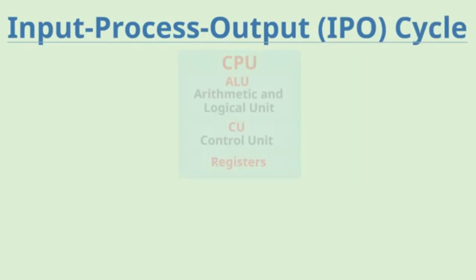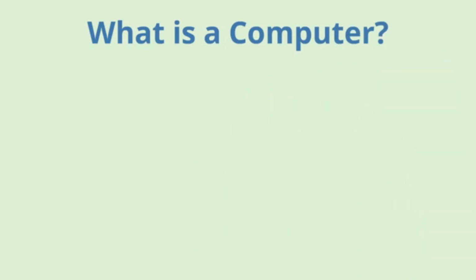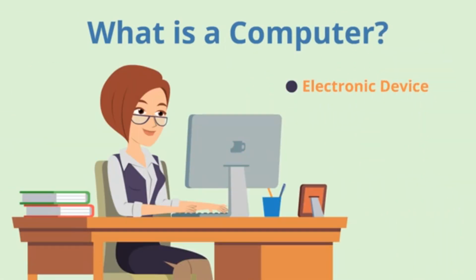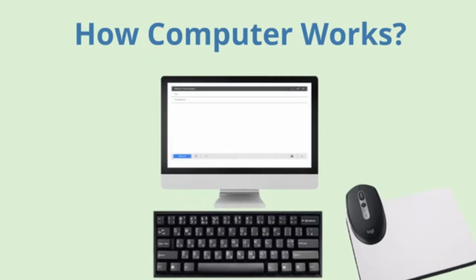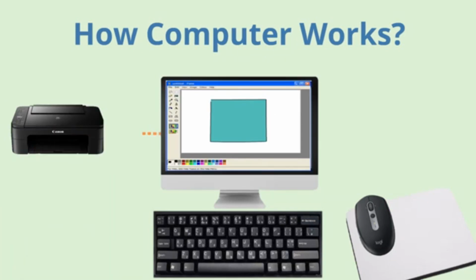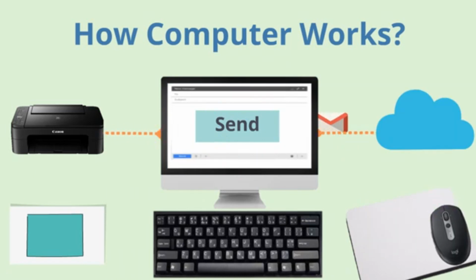Hello, in this video, we are going to understand how computers work. We have already learned that a computer is an electronic device which processes instructions given by us. For example, you use your mouse to draw or use your keyboard to write mails on the computer. You can then ask your computer to print the amazing drawing you made or command it to send the email to your friend.